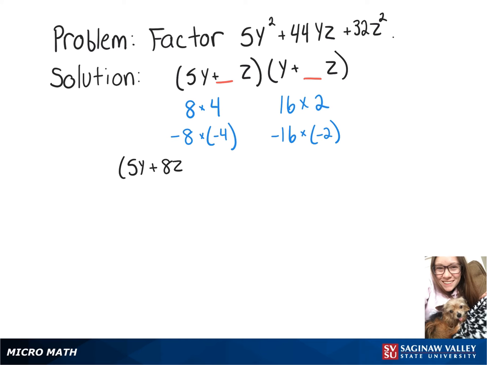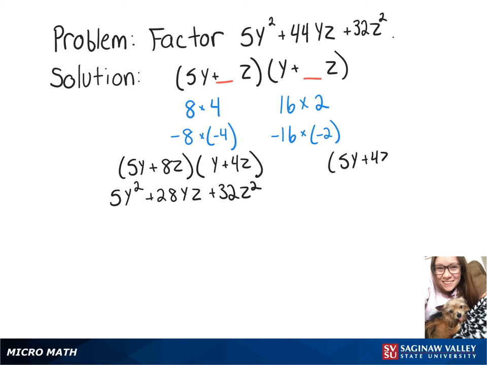So we'll try multiplying out 5y plus 8z times y plus 4z. When we multiply that out, we'll get 5y squared plus 5y times 4z is 20yz plus 8yz is 28yz plus 32z squared. So that's not right, so let's try switching the 4 and the 8 and see what we get when we multiply that out.